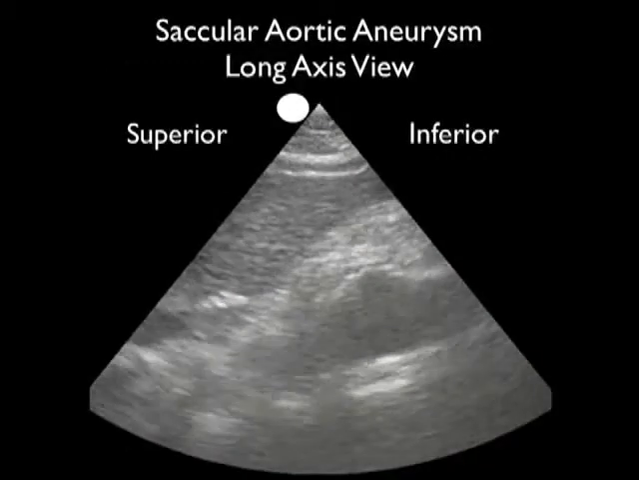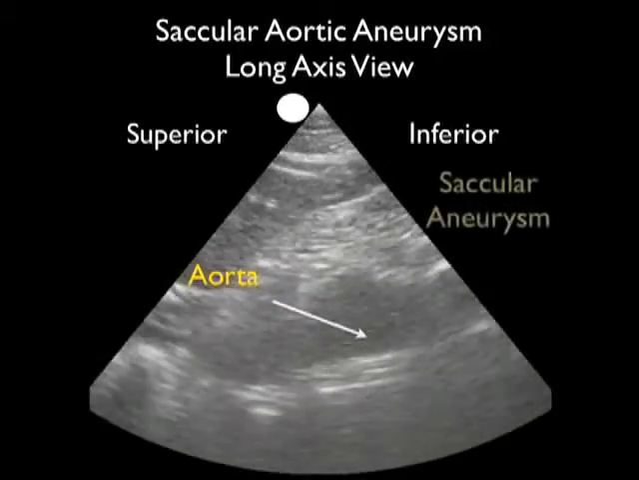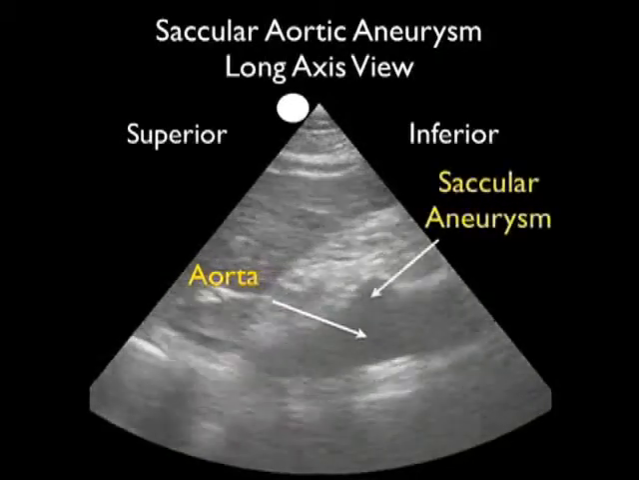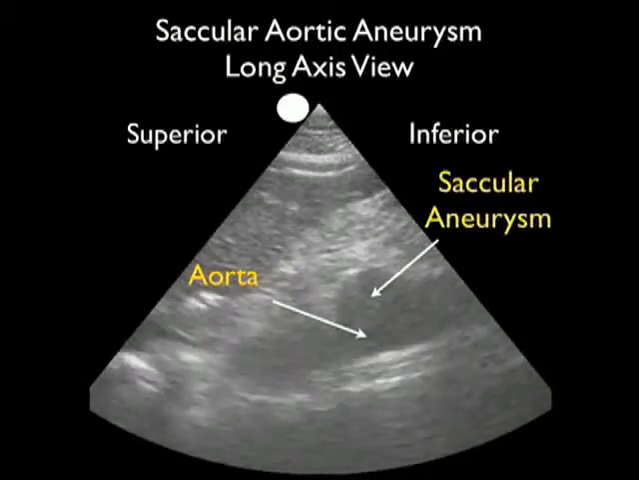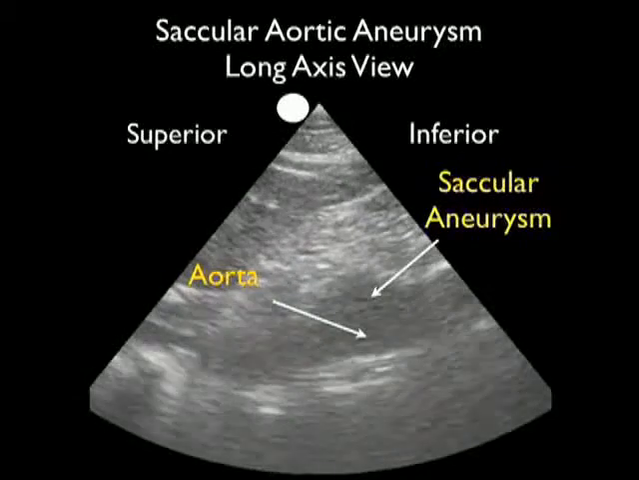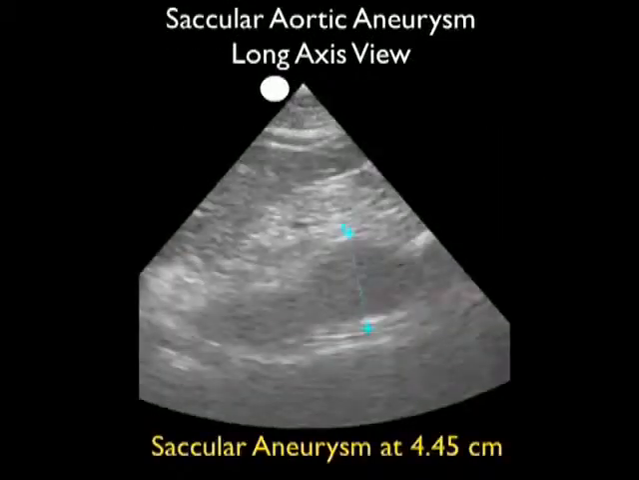This is a rare video clip showing a saccular abdominal aortic aneurysm in a patient who presented to the ED with epigastric abdominal pain. We have the probe positioned in a long axis configuration, superior to the left, and we see the aorta running from left to right, and we see an outpouching of the aorta coming anteriorly there. That's a saccular aneurysm, and as we measure it, we come up with a measurement of 4.45 centimeters. As the patient was symptomatic with epigastric abdominal pain over this aneurysm, she went directly to the operating room for operative repair.